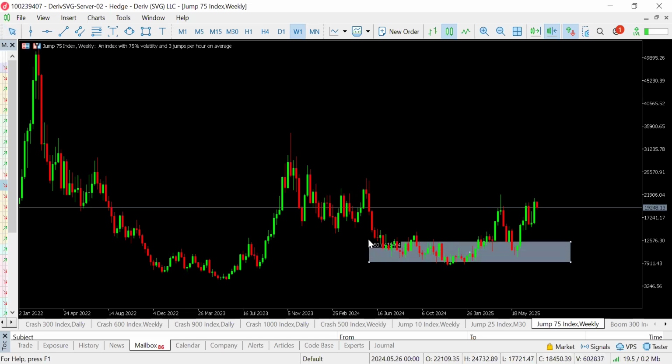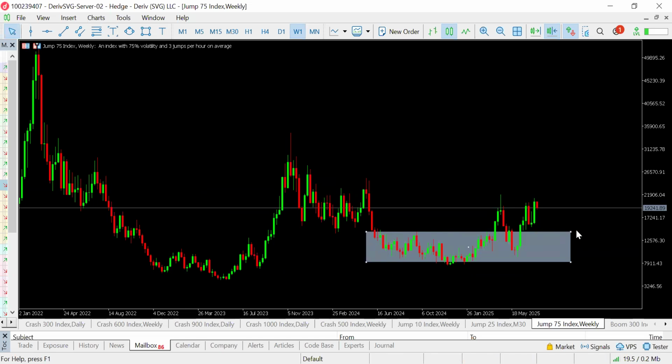Let me mark this out. The market went into a range for a while, broke out of the range, came back to retest the support part of the range, and then just went back up. So that will take us to the daily time frame.